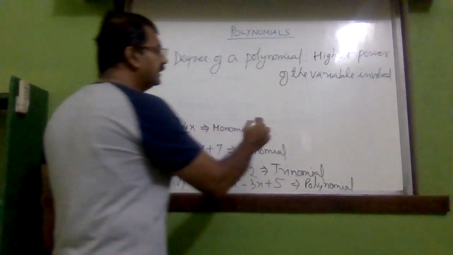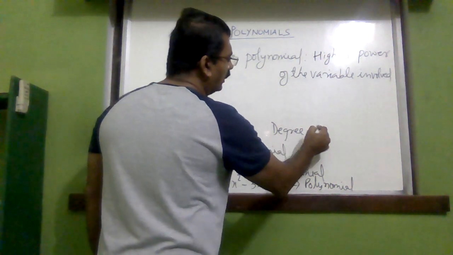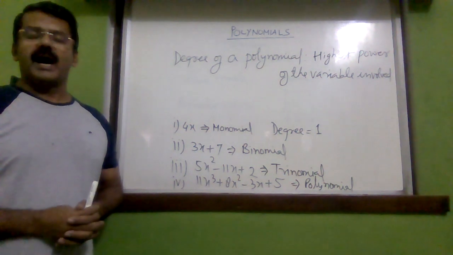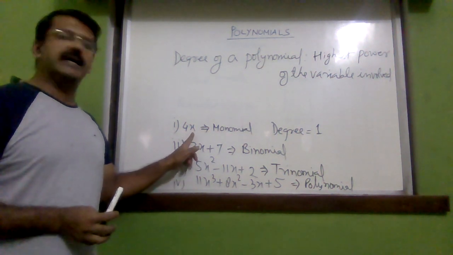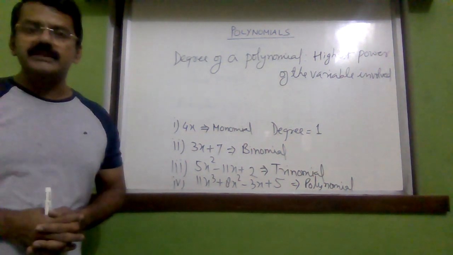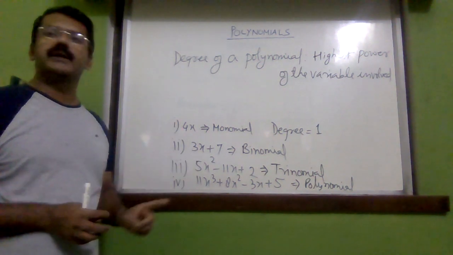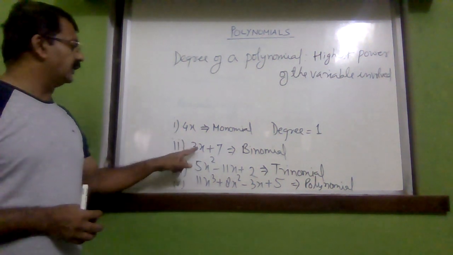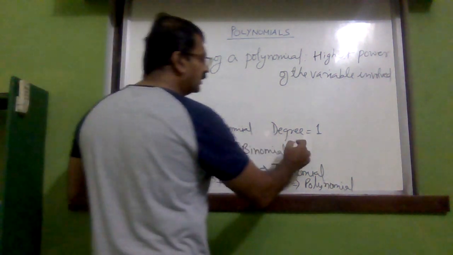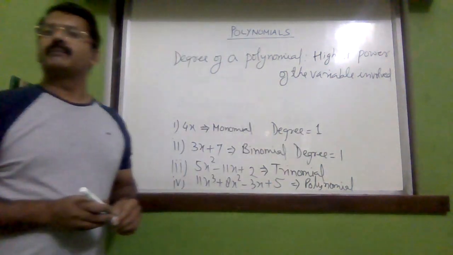So the degree of the polynomial in the first example will be 1, as you can see that the highest power of the variable here is 1. Now in the second example, although it is a binomial, the degree of this polynomial will be 1 only, because the highest power of the variable here is 1. So here also in the second example, the degree of the polynomial is 1.